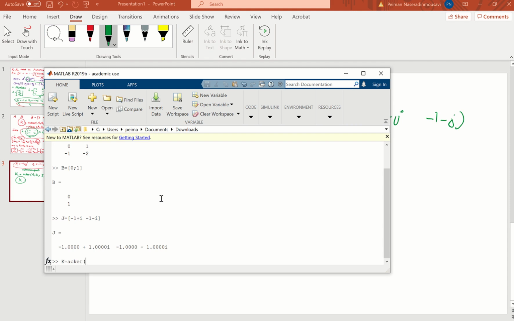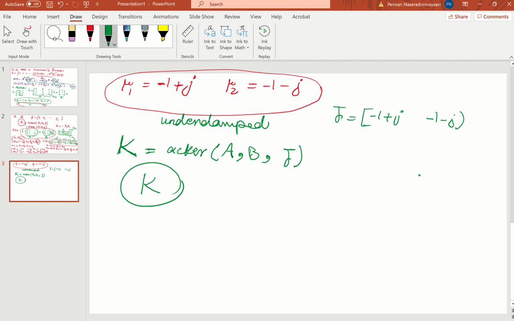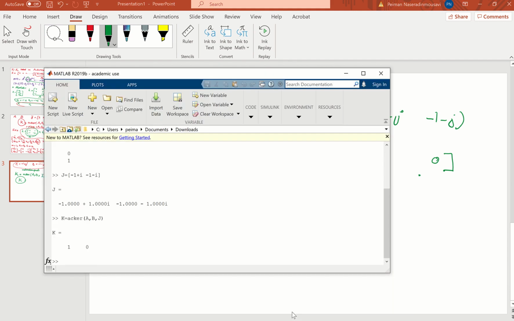Now we're going to say the K gain matrix is acker, that's right, acker A, B, and J. That's it. Bingo, it gives you 1 and 0. So you see that MATLAB gives you this gain, 1 and 0. Or you can use this command instead of acker, because this is the pole placement topic. That's right, I'm teaching you. Place. Again, 1 and 0.